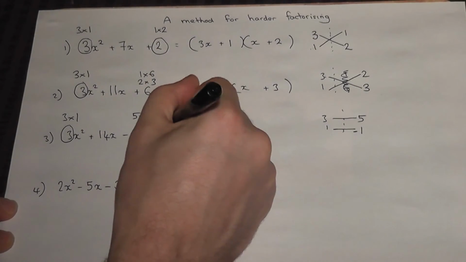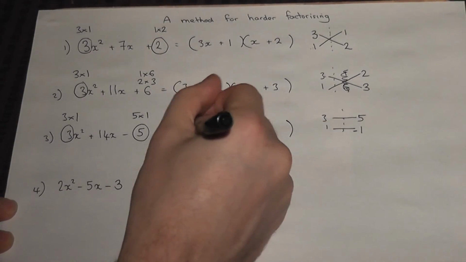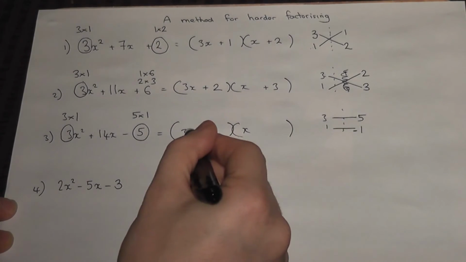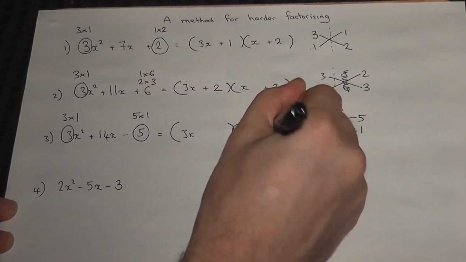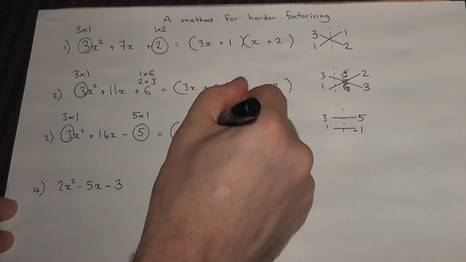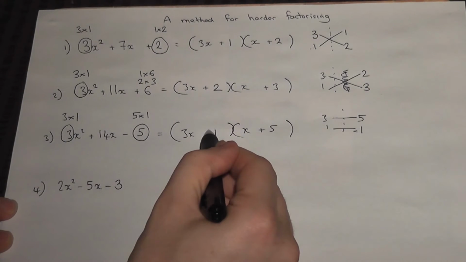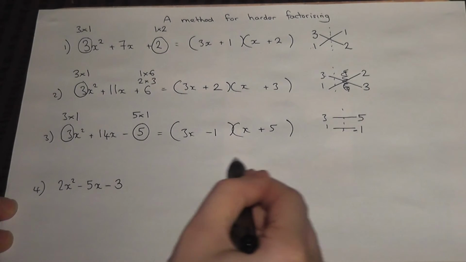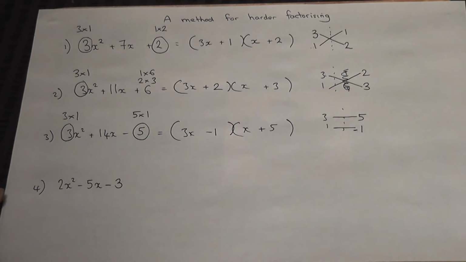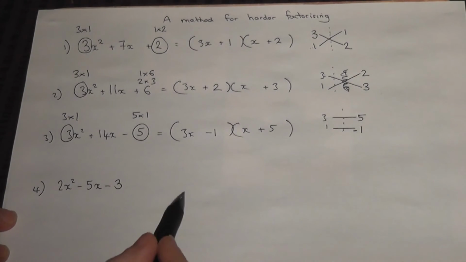So, my brackets, 3x and x. The 3 gets timesed by a 5, so I put the 5 in the other bracket. But the x gets timesed by a negative 1, so I put the negative 1 in the other bracket. And to show how this works, we get a 3x squared, a minus 5, a 15x and a minus x gives a 14x. So when it's a negative for the third term, one of those numbers must be negative.